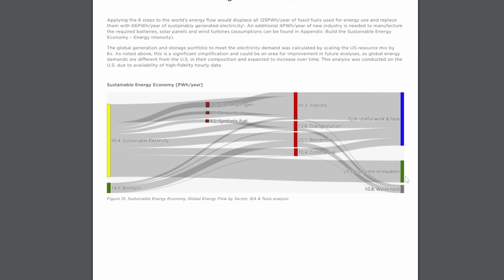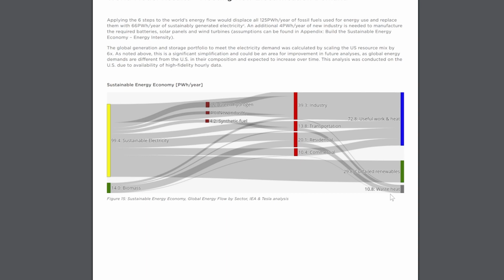Now, again, this was calculated looking at the United States, and then it says here, timesing that by 6, the global generation and storage portfolio to meet the electricity demand was calculated by scaling the U.S. resource mix by 6 times. As noted above, this is a significant simplification and could be an area for improvement in future analysis, as global energy demands are different from the U.S. in their composition and expected to increase over time. This analysis was conducted on the U.S. due to availability of high-fidelity hourly data. So it was focused on the States, but they times it by 6 roughly to see what the world would need in terms of energy.